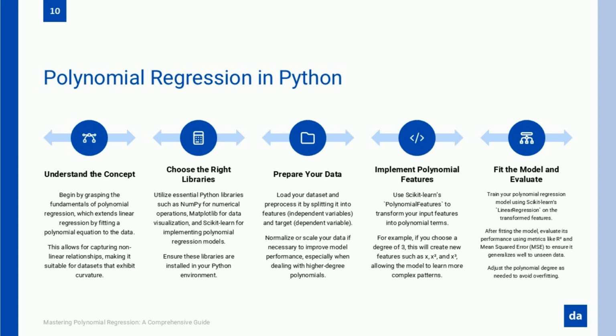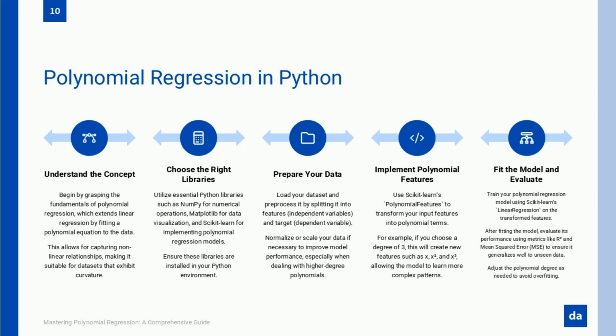Once the polynomial features are created, the model is trained using scikit-learn's linear regression function. Despite its name, this function can be used for polynomial regression because polynomial transformation converts the input data into a format that allows the linear model to learn nonlinear patterns. The model is then fitted to the training data, allowing it to learn the best fitting polynomial equation that minimizes prediction error. After training, the next step is evaluating the model's performance.